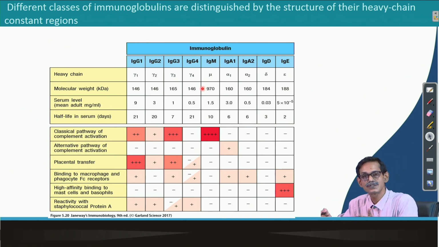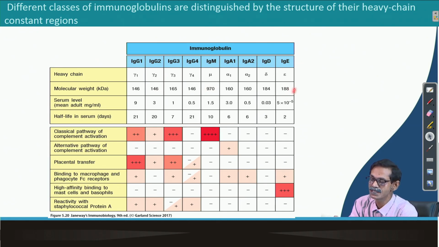So, why is this suddenly so high? It is almost 5 times, that we will see later. And IgE is a little more, because it also has one extra constant domain.